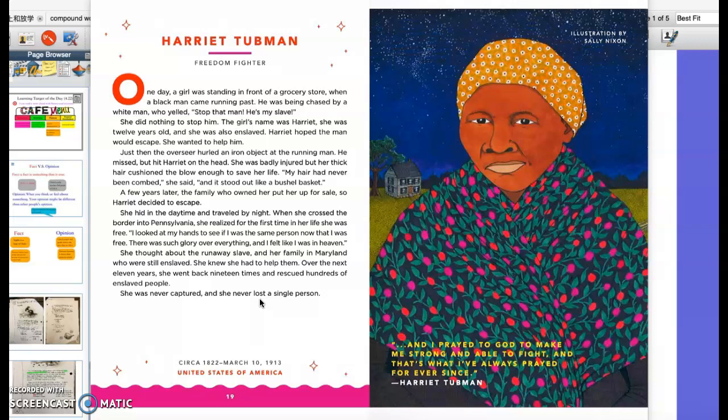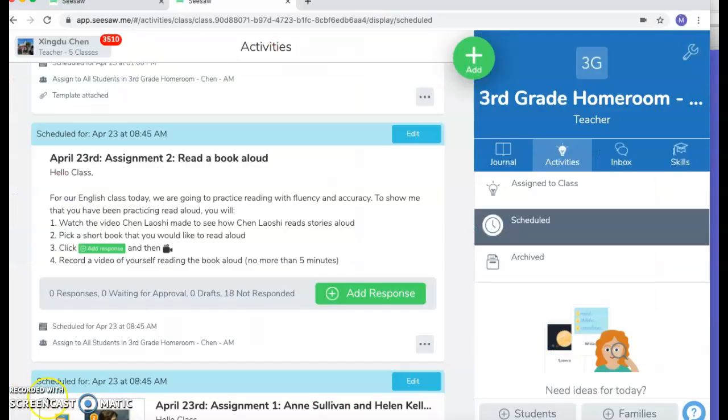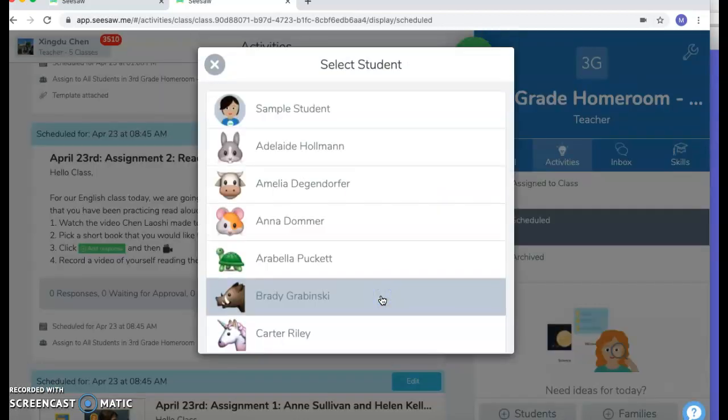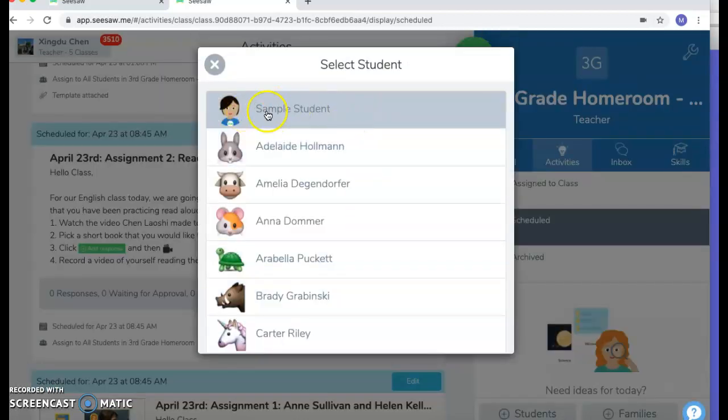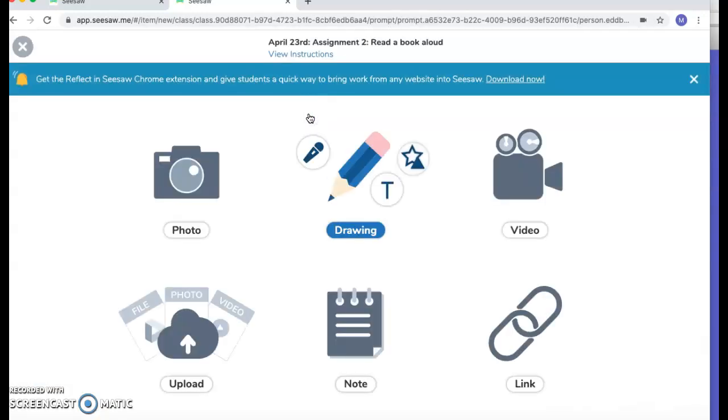So now it's your turn to show me how you have been reading aloud with accuracy and fluency. All right, so to show me how you've been reading aloud, you're going to come to this assignment, which I will talk a little bit more about tomorrow during morning meeting. And then you're going to click Add Response. Okay. And then click Sample Student. And then you're going to click the little video button.